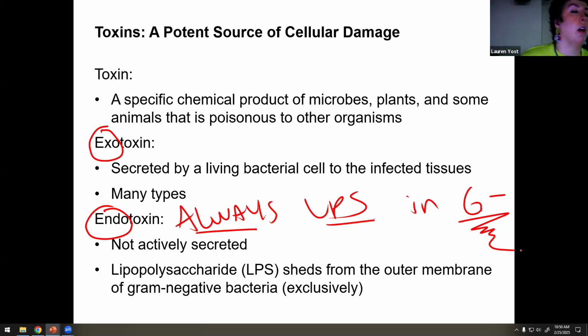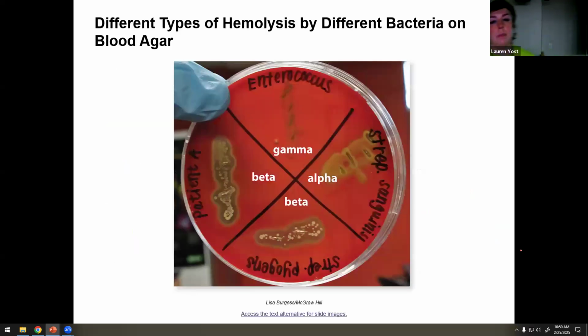All right, so an example of this would be like a botulism toxin. That would cause paralysis of our cells. It's not an enzyme that does that, but it is a toxin that has that paralyzing effect on our cells. It's an exotoxin. Hemolysis is a good example of this sort of effect. So we're talking about enzymes that break down red blood cells.